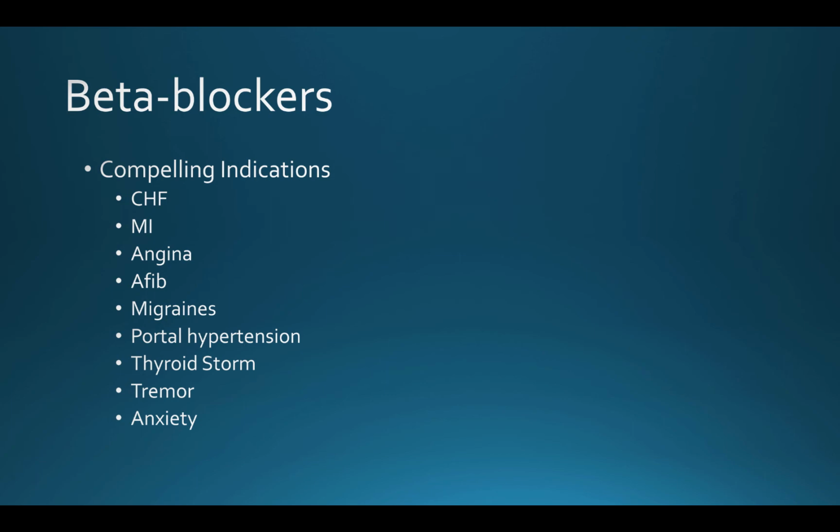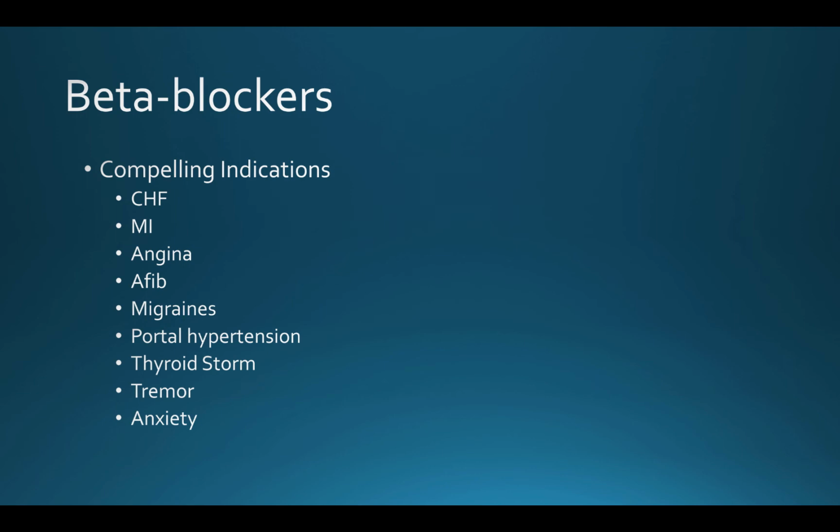In post-MI, definitely indications there. Angina, atrial fibrillation. Remember, the atrial fibrillation lowers that heart rate there. Migraines, you will see these used. I would say most often I see non-selectives used, probably propranolol or Inderal used most often there. Portal hypertension, which can lead to esophageal varices in cirrhosis and liver dysfunction. That's a setting that I see non-selectives used, particularly, again, propranolol, Inderal.